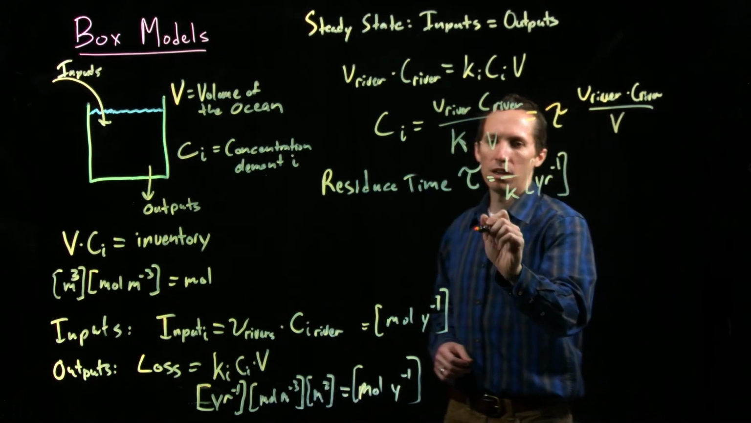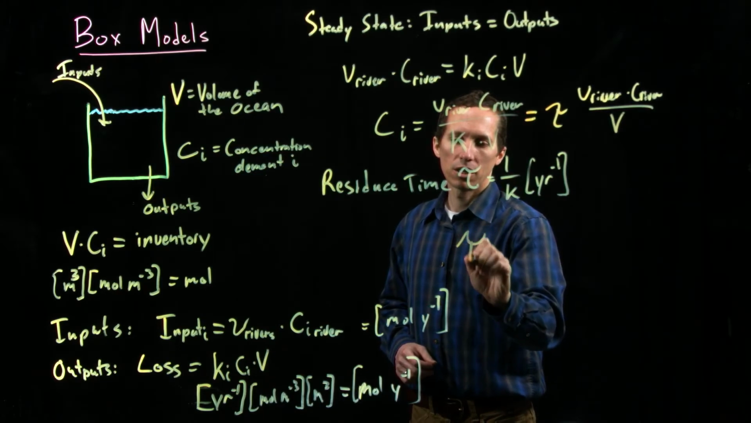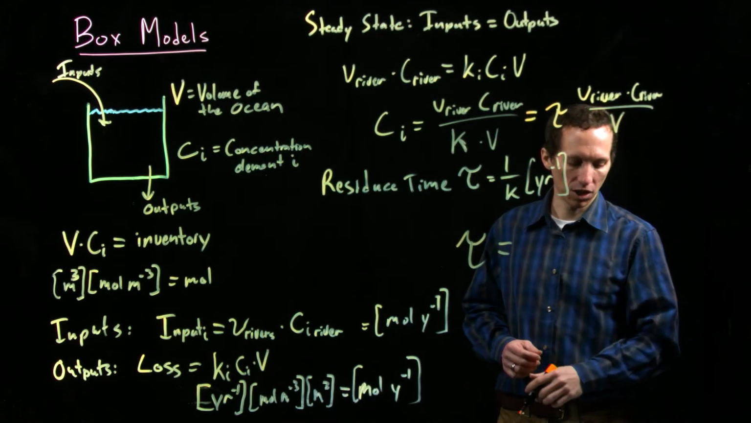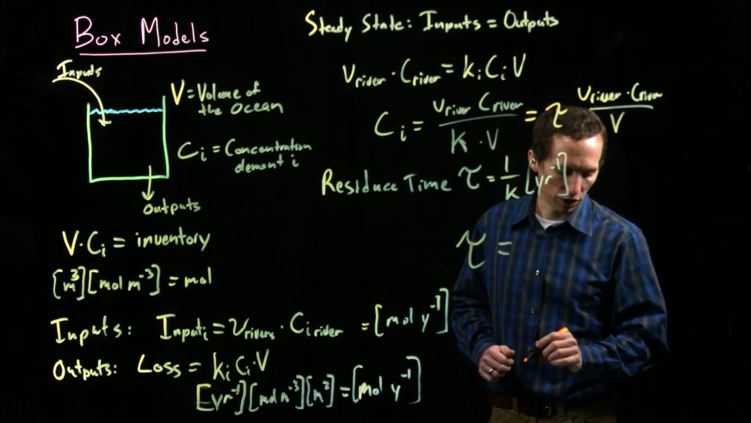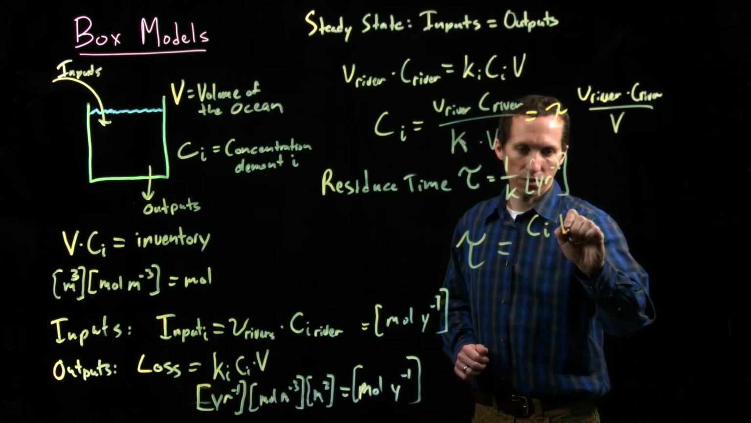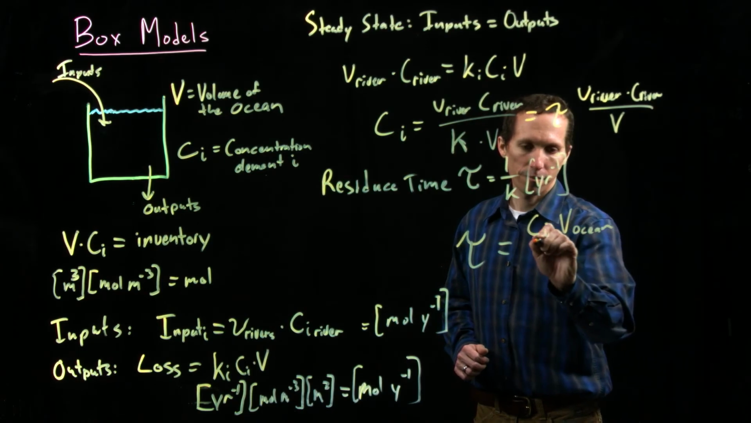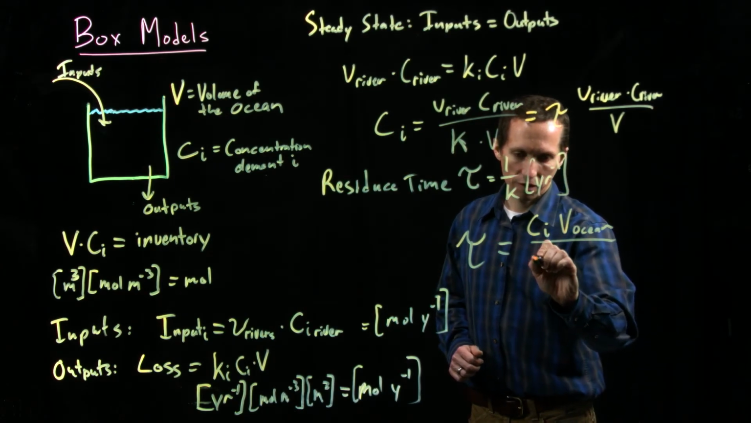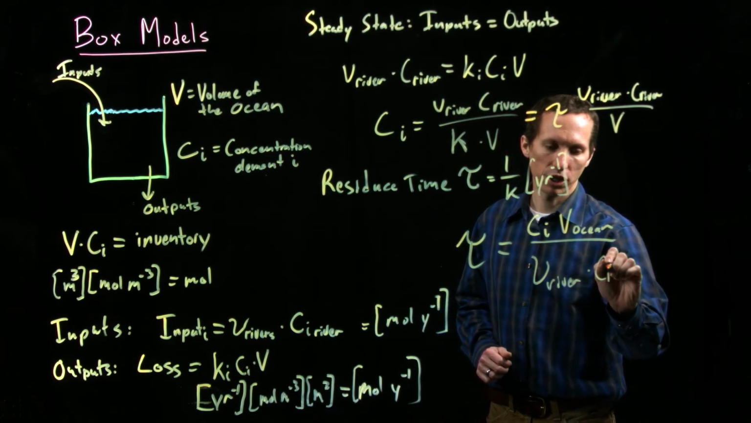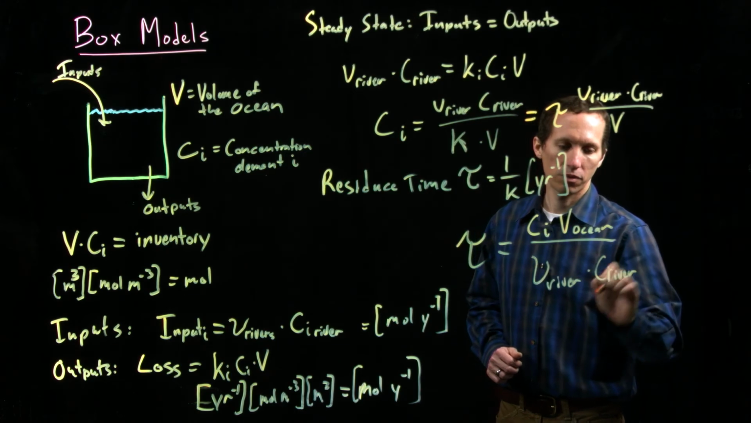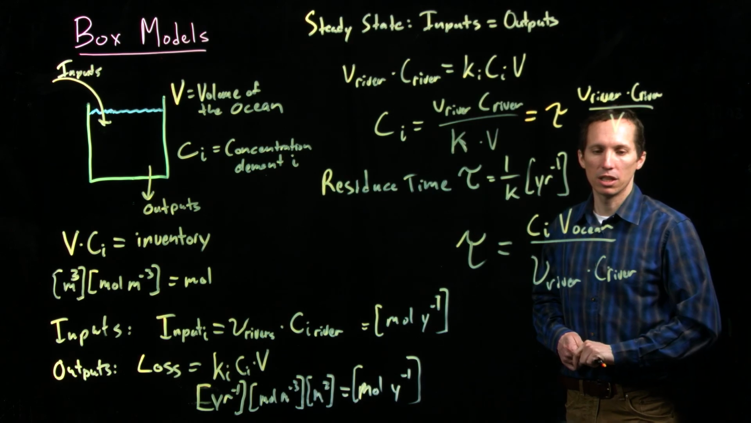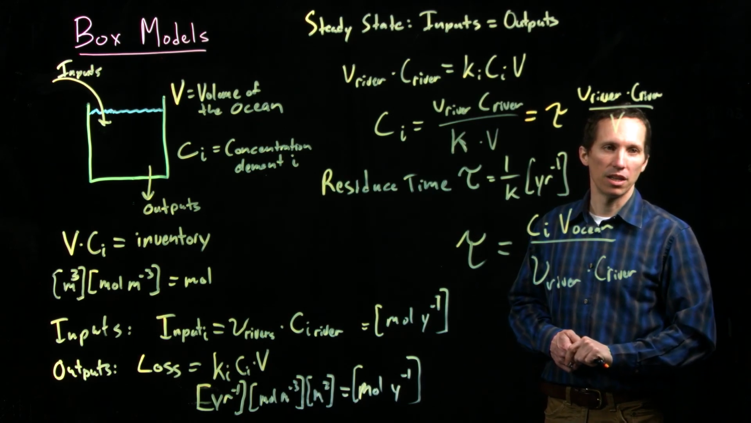And oftentimes we're interested in what that residence time is, and so we can rearrange this equation and come up with a value for tau based on the parameters that we know, like the river flow rates and concentrations in the river and the volume of the ocean. And that comes out to be C_i times V_ocean over V_river, the flow rate of the river, times the concentration of the river. And so this is a fairly useful term, and we'll be using this in some of the practice problems in the rest of the class.